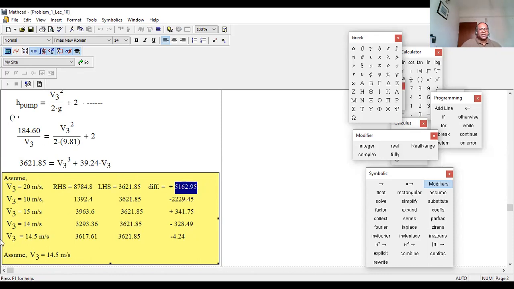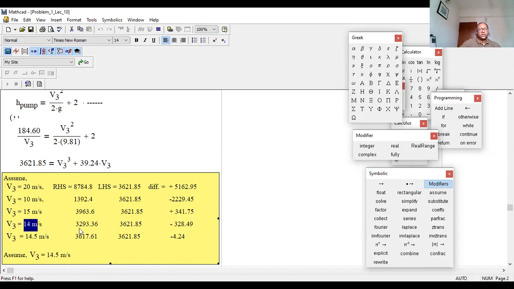So it is very high, then I think V3 equal to 10 meters per second. So this is my left side, this is my right side. If I see it is too low, then I need to increase the velocity. So I think the velocity is 15 meters per second. So this is my right side, this is my left side. What happened? The difference came down, a little bit higher. So instead of 15, I put a little bit less, 14.